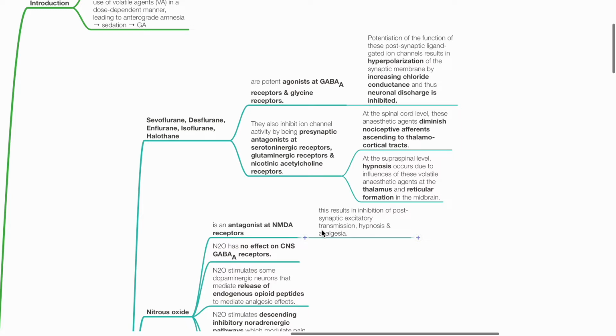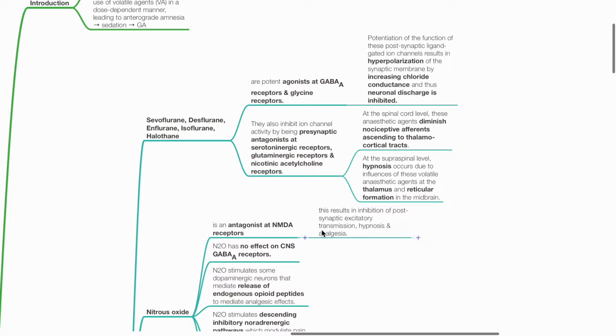Potentiation of the function of these postsynaptic ligand-gated ion channels results in increasing chloride conductance, and thus neuronal discharge is inhibited. They also inhibit ion channel activity by being presynaptic antagonists at serotoninergic receptors, glutaminergic receptors, and nicotinic acetylcholine receptors. At the spinal cord level, these anesthetics diminish nociceptive afferents ascending to thalamocortical tracts.